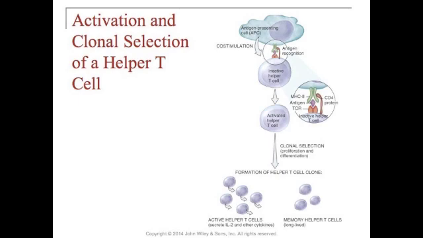On the other hand, the memory helper T cells of a helper T cell clone are not active cells. However, if the same antigen enters the body again in the future, memory helper T cells can quickly proliferate and differentiate into more active helper T cells and more memory helper T cells.